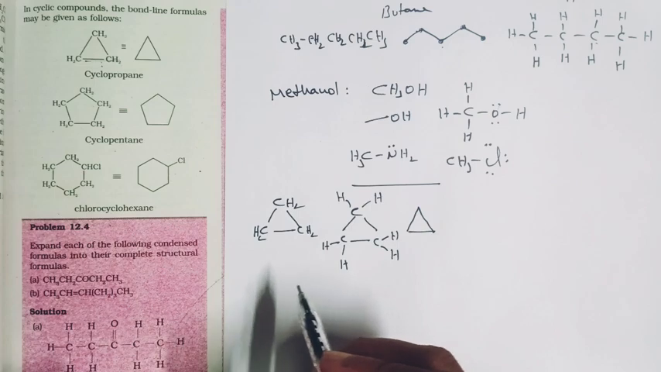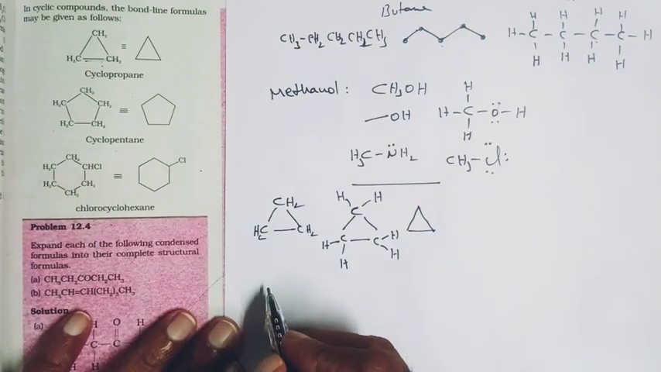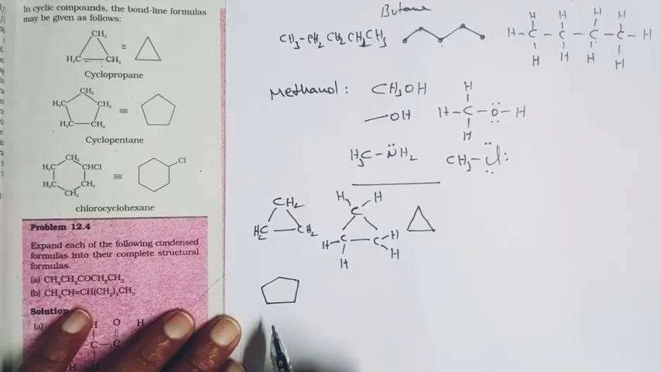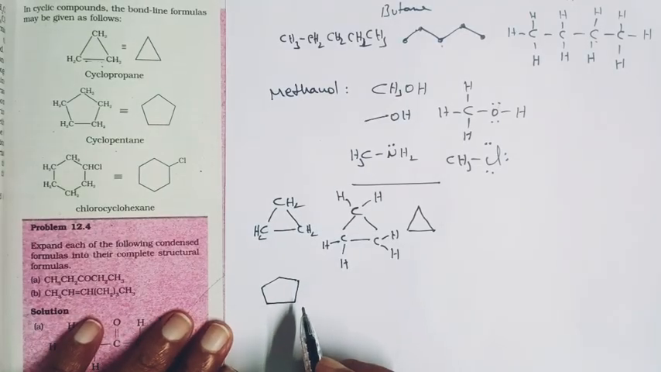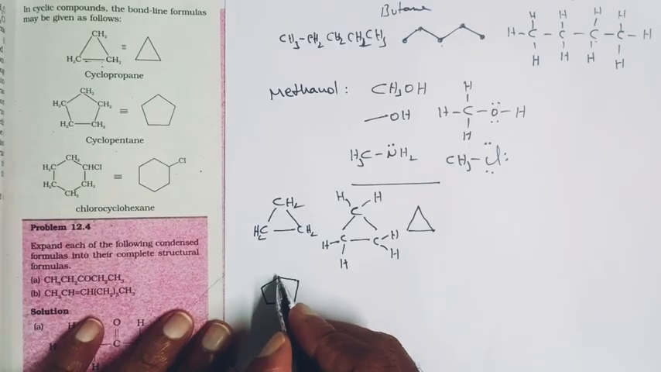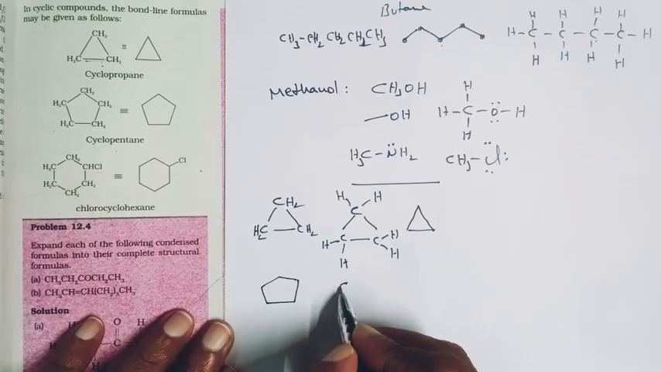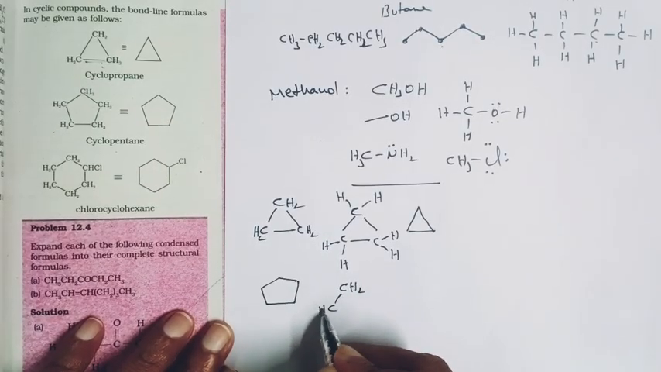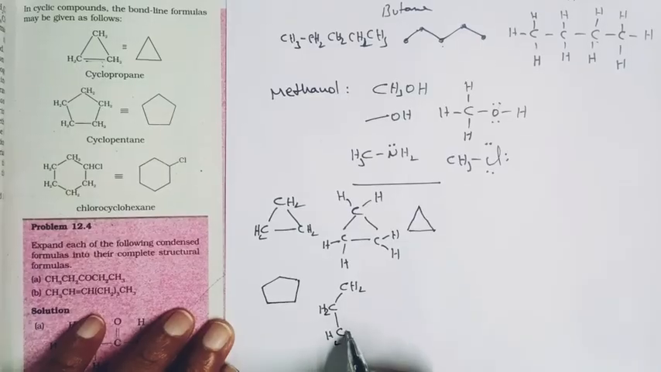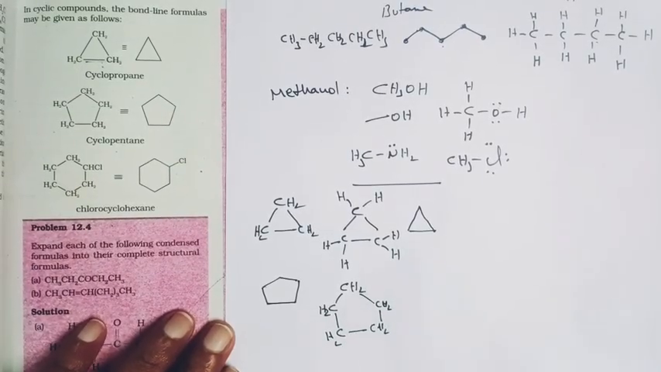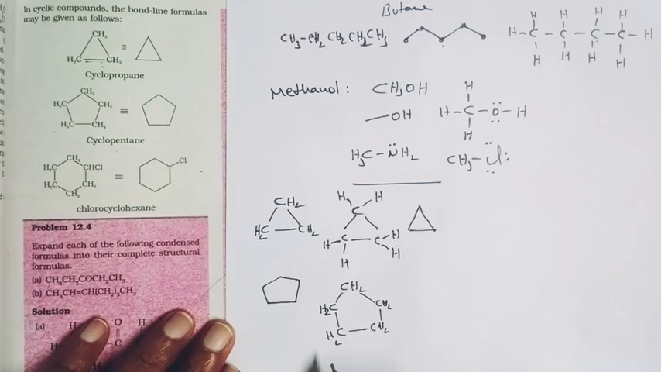Like that, it is given for pentane also. Simply, in bond line formula we describe pentane like this. This means that here every corner you are seeing is a CH2, CH2, CH2, CH2, CH2, so it is like this.